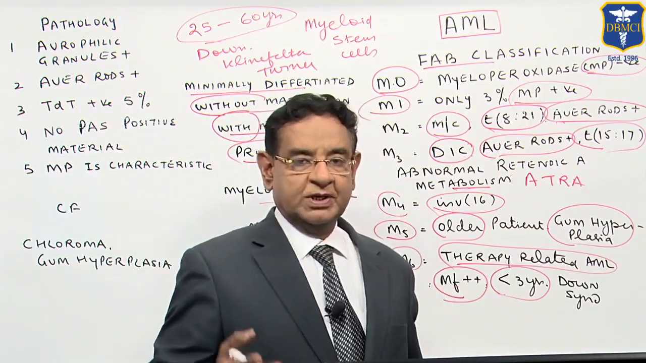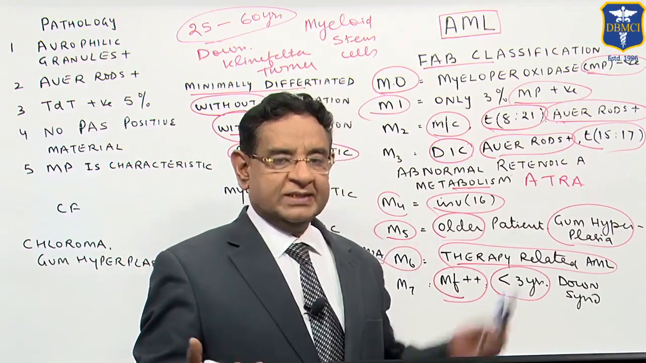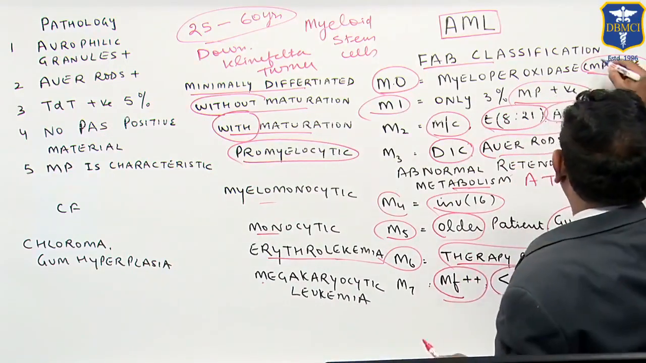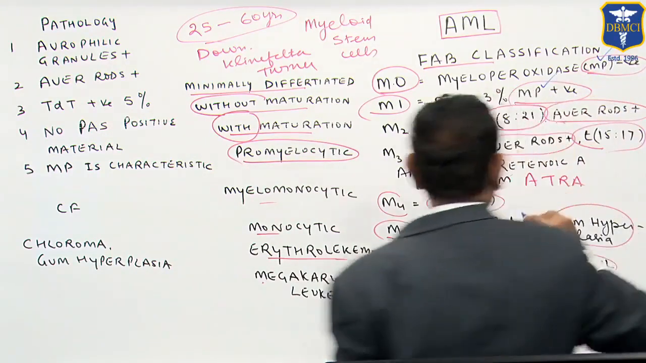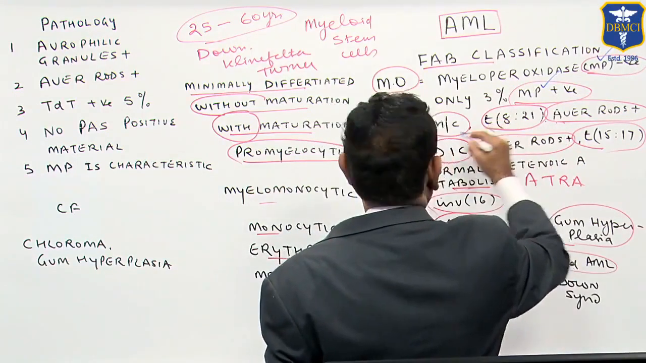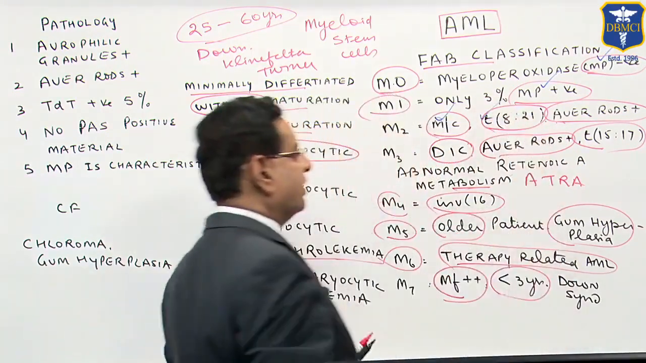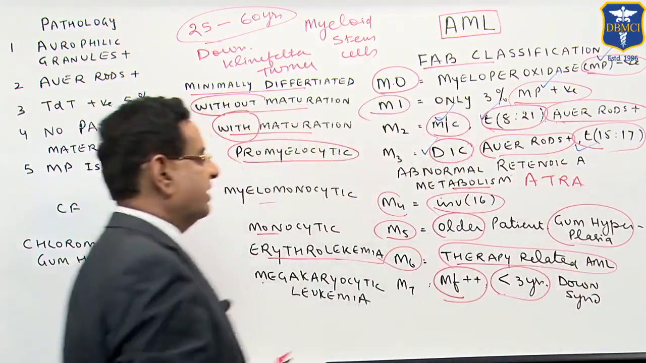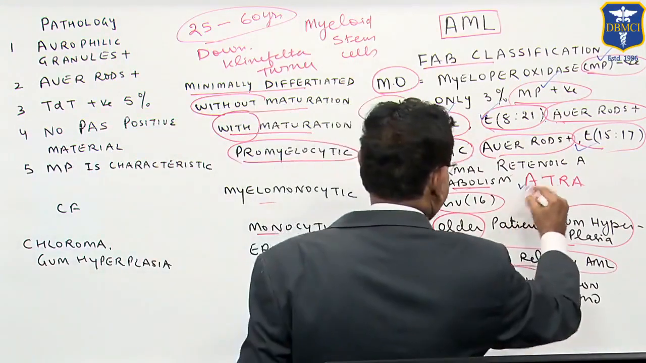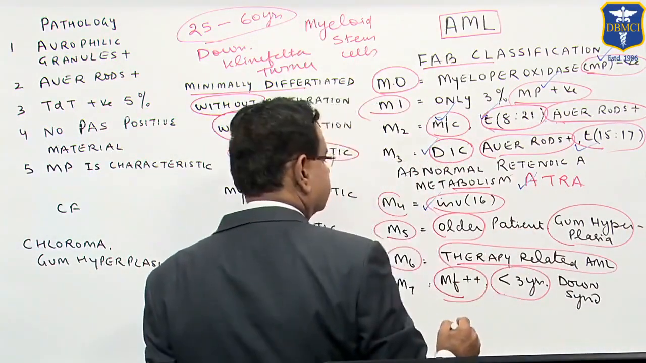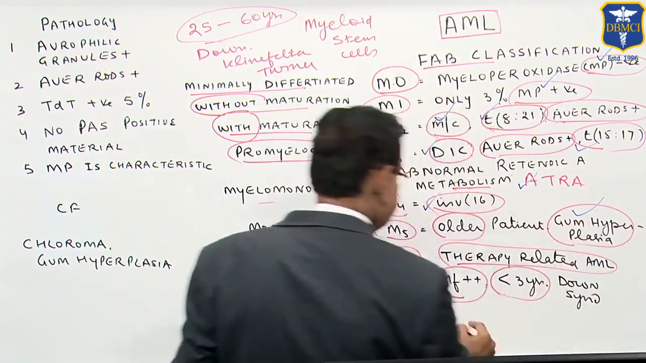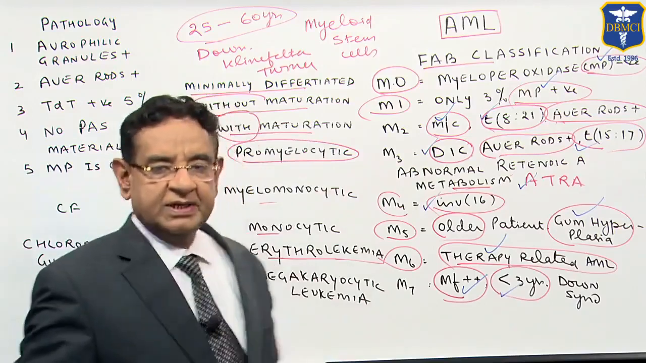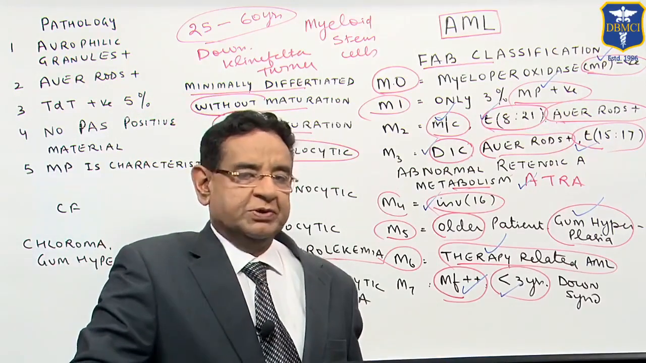So the main highlights of this table are: MPO negative, MPO 3%, and this is most common t(8;21), DIC, t(15;17), ATRA, inv(16), gum hyperplasia, therapy related, myelofibrosis, and in children. These are the important points that you should remember.